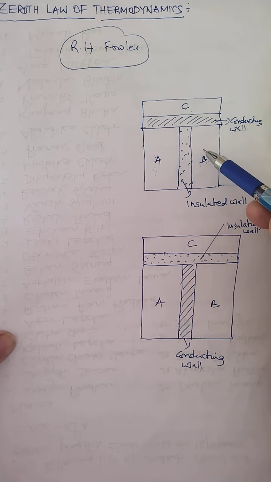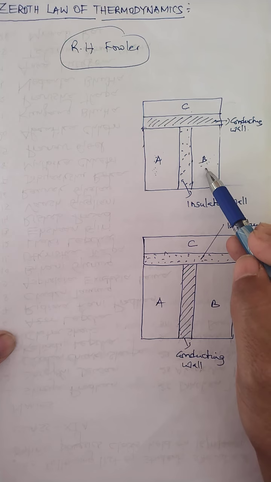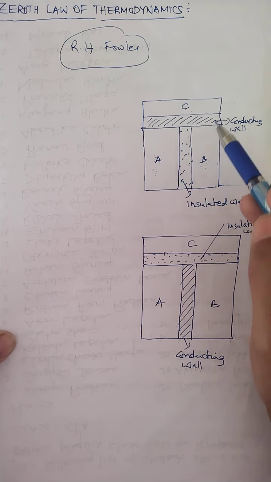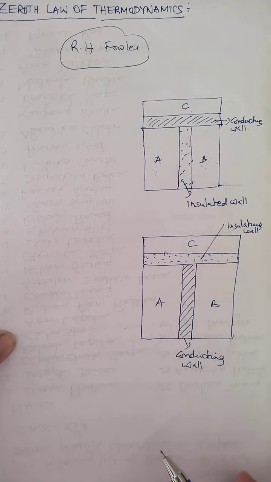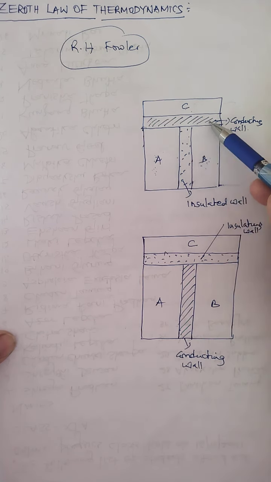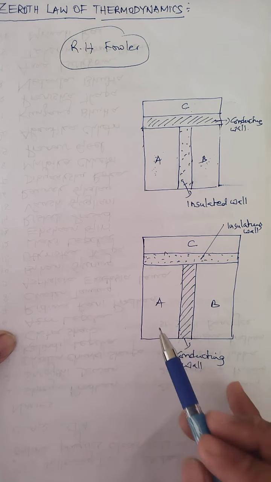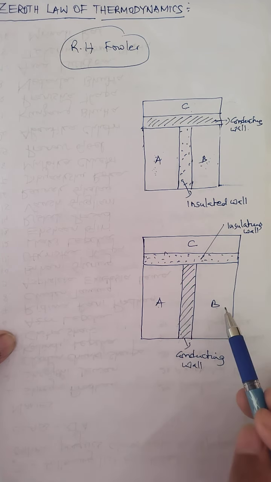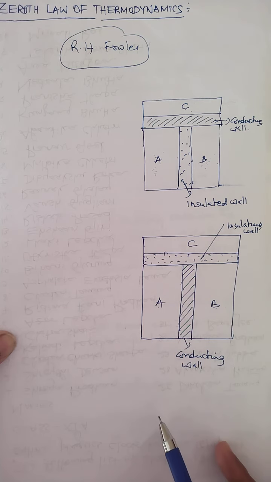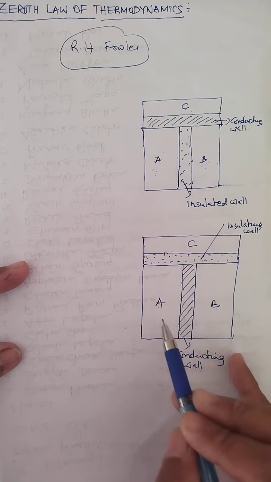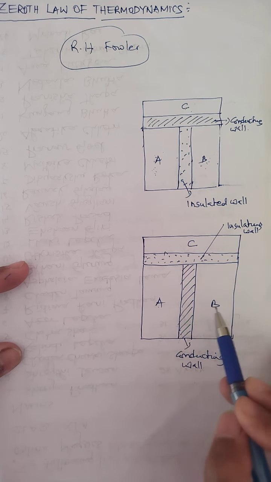Now see, in this particular diagram, system A and B are in thermal equilibrium with C when this is bounded by conducting wall and this is bounded by insulating wall. But in this particular case, when you interchange this wall between conducting wall and insulating wall, then between system A and B, there is what wall? Conducting wall. So under this case, A and B are still in what? Thermal equilibrium with each other.